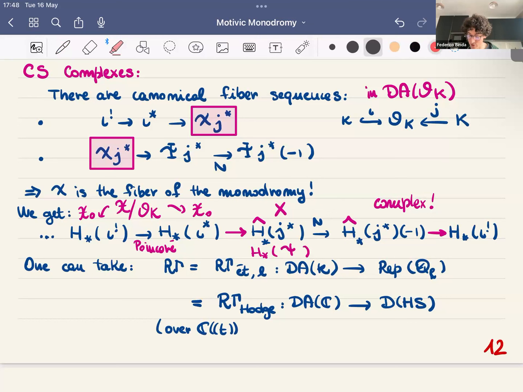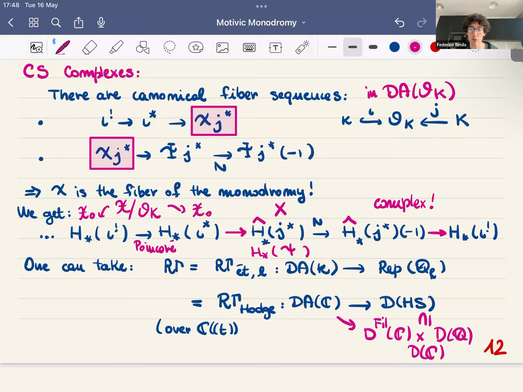For the Hodge situation, maybe I should say a couple of extra words. It's maybe interesting that here we actually land in the following fiber product of categories: D fil of C tensor over D C D Q. So here what we actually do is we consider the filtered Hodge realization and the Betti realization with Q coefficients, and they are glued along the Betti-de Rham comparison isomorphism. The derived category of Hodge structures, we actually showed, sits as a subcategory of this category here, and it's just better to work with the latter because it's a bit more flexible for this kind of construction.